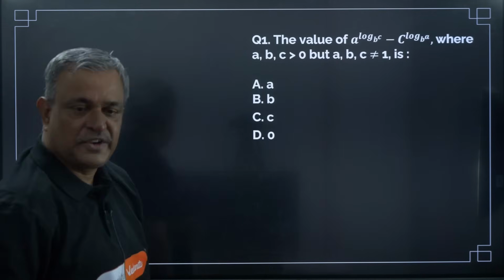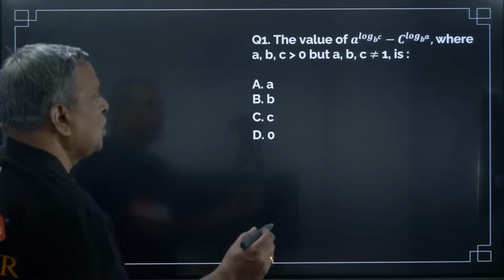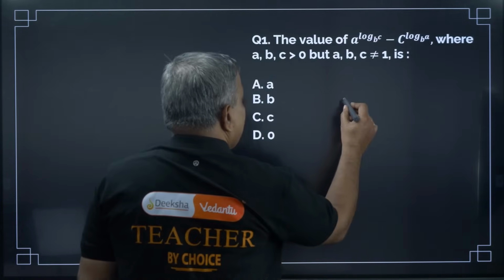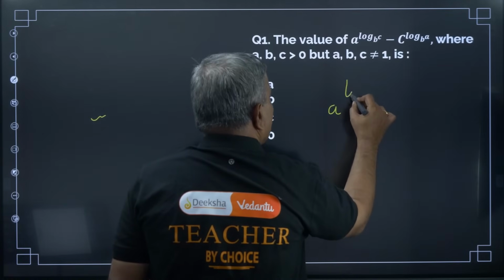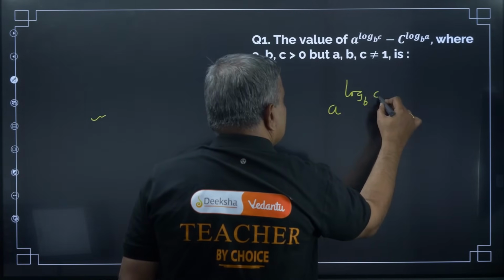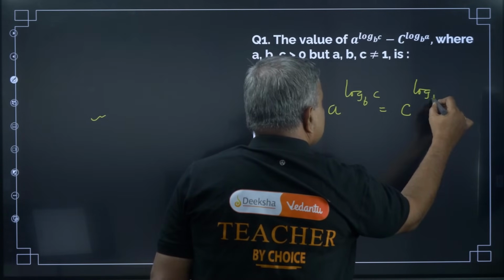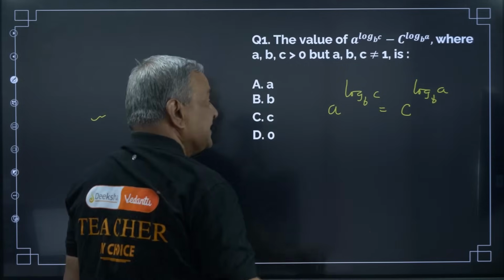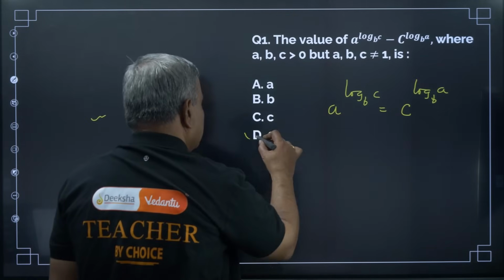If you see this question, normally it takes a lot of time, but what is the concept behind that? The concept is, a to the power log base e of BC is the same as c to the power log base e of A. If it is interchanged, the value is always the same. So clearly it indicates the answer is equal to 0.